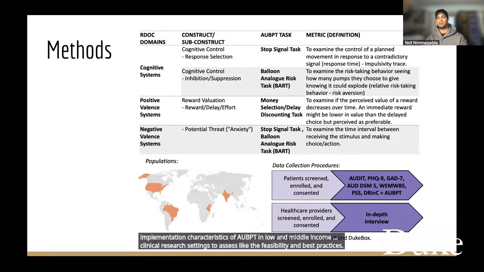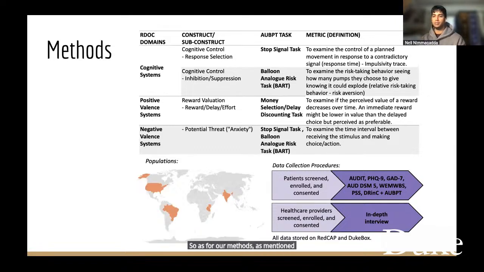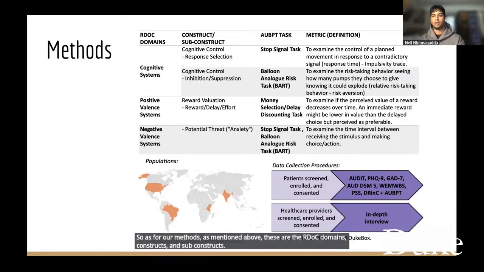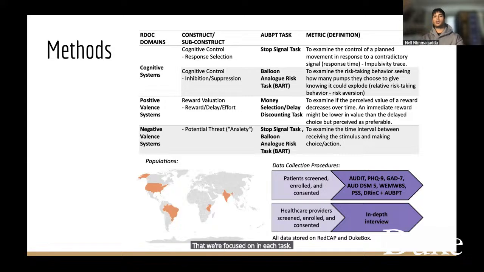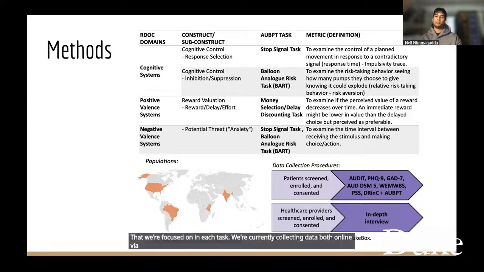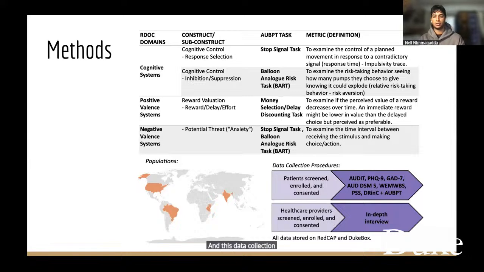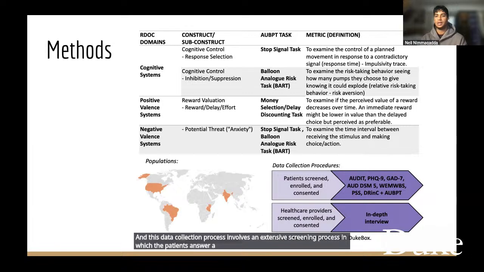So as for our methods, as mentioned above, these are the RDoC domains, constructs, and subconstructs that we're focused on in each task. We're currently collecting data both online via mTurk and Prolific and in person in Durham, Brazil, Tanzania, and India. And this data collection process involves an extensive screening process in which the patients answer a series of surveys, including the AUDIT, PHQ-9, GAD-7, DrInC, and more.